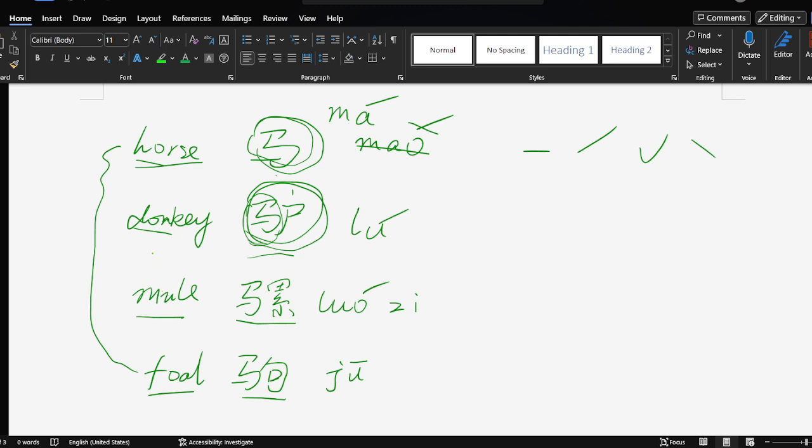So you must remember four English words, but for Chinese, you can see the word, you can guess. So you can remember, you can find their logic. For example, this mule and foal have a relationship with the horse and the donkey. But their words also have a connection with that.